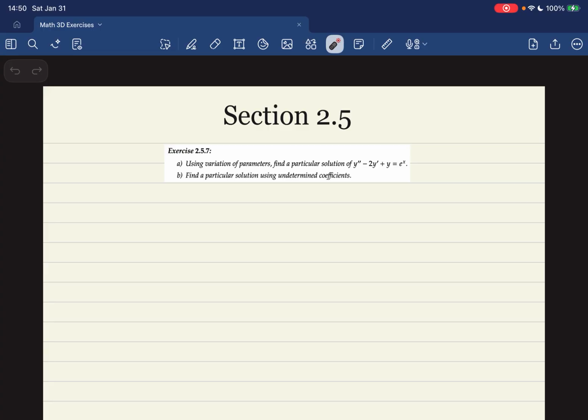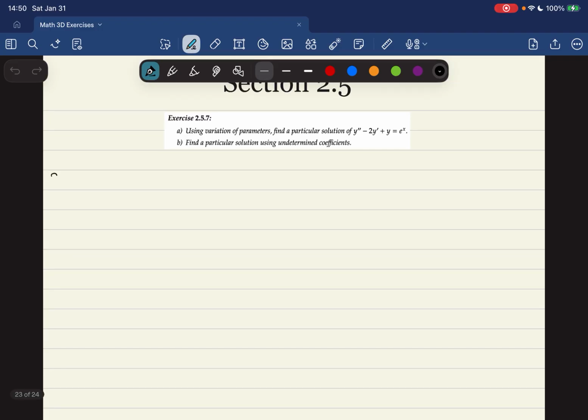So we're given this ODE here, and the two parts. In part A, we have to use variation of parameters to find a particular solution to this ODE. And part B asks us to find a particular solution using undetermined coefficients instead. And so, how do we proceed with this? Well, first for part A, we need to use variation of parameters. And so for this, we need to take a brief sidestep and remind ourselves of how variation of parameters works.